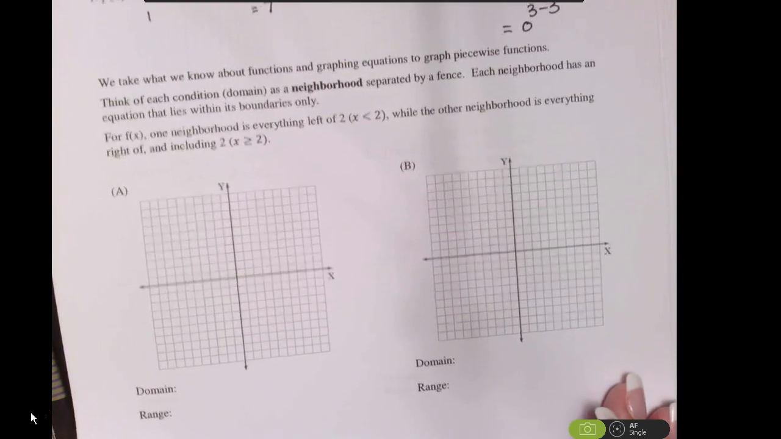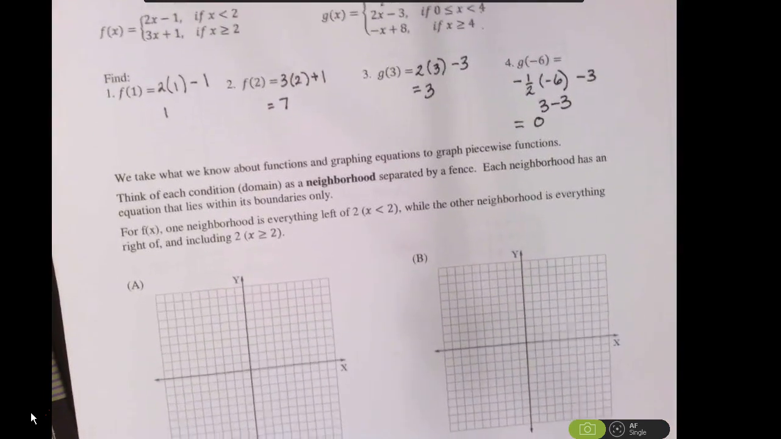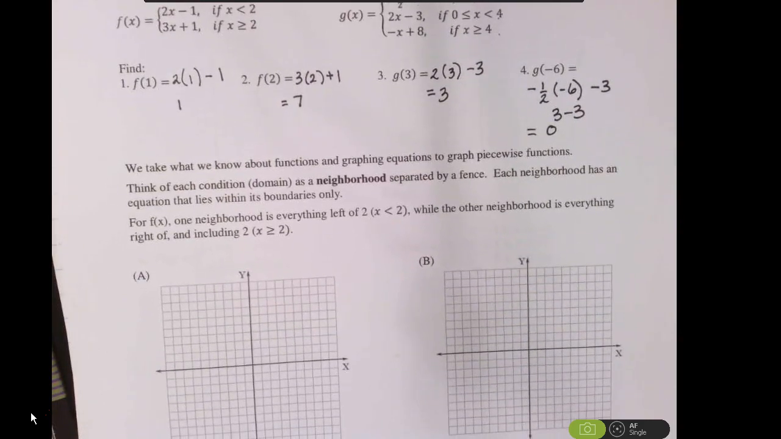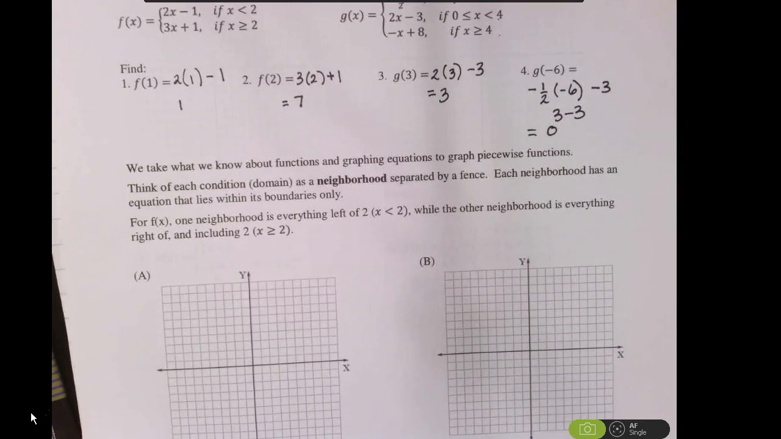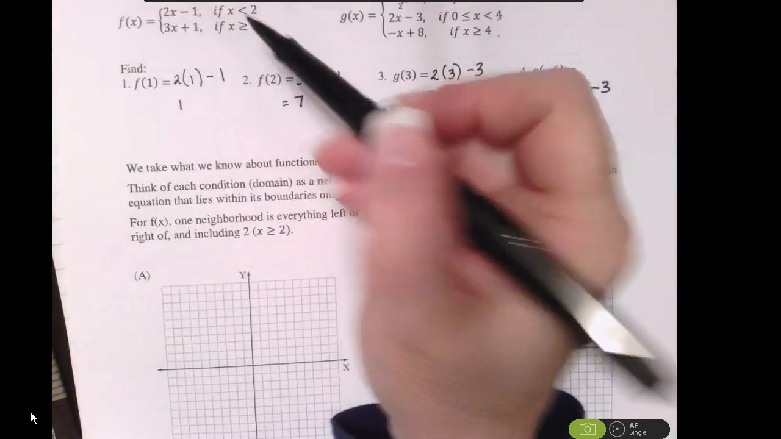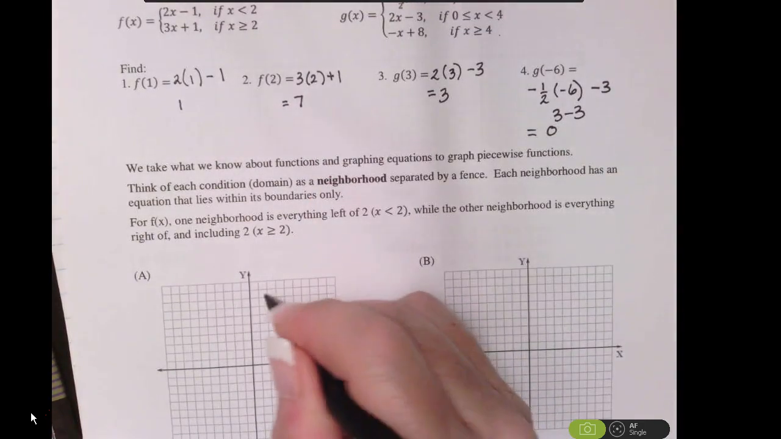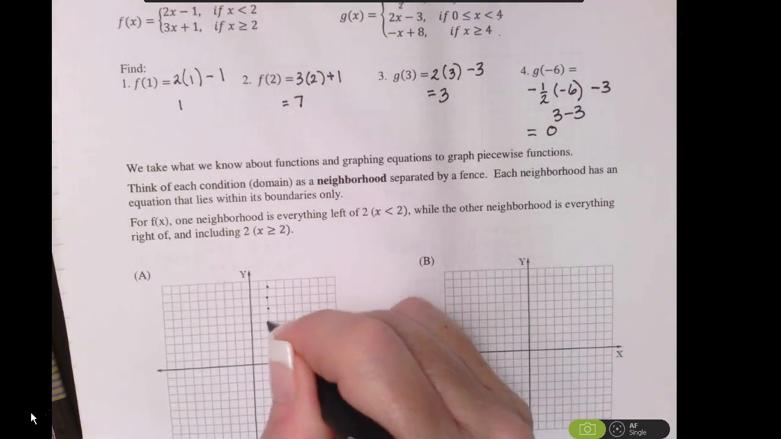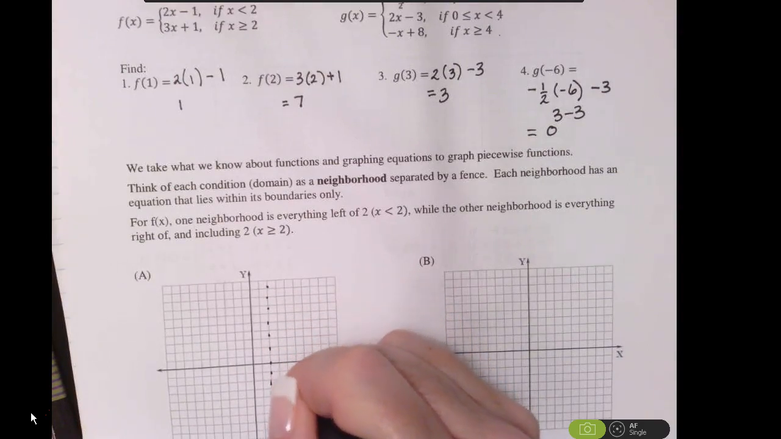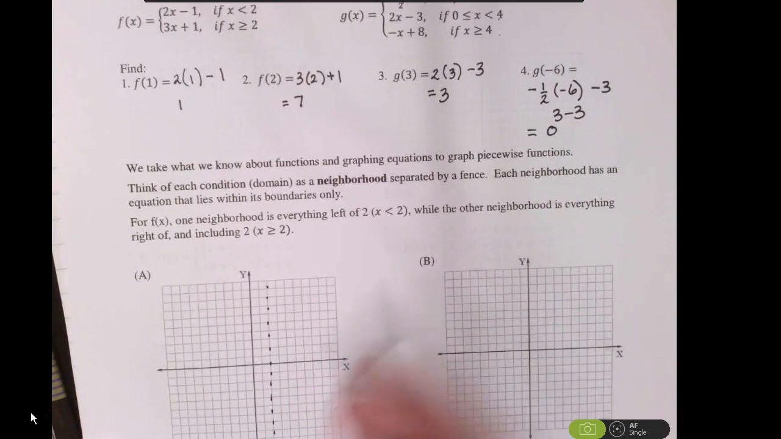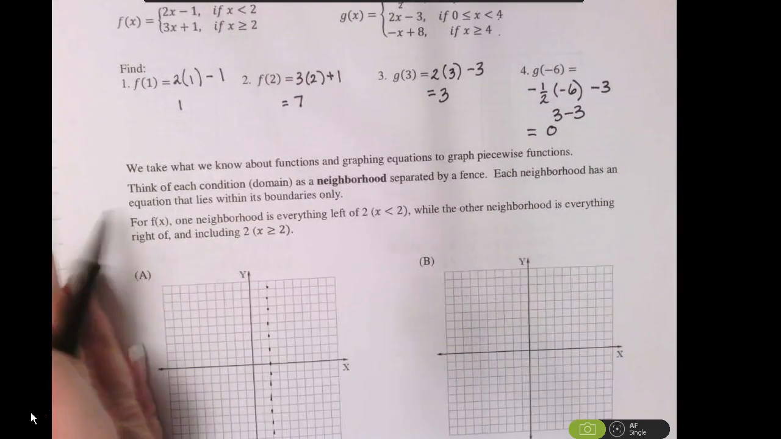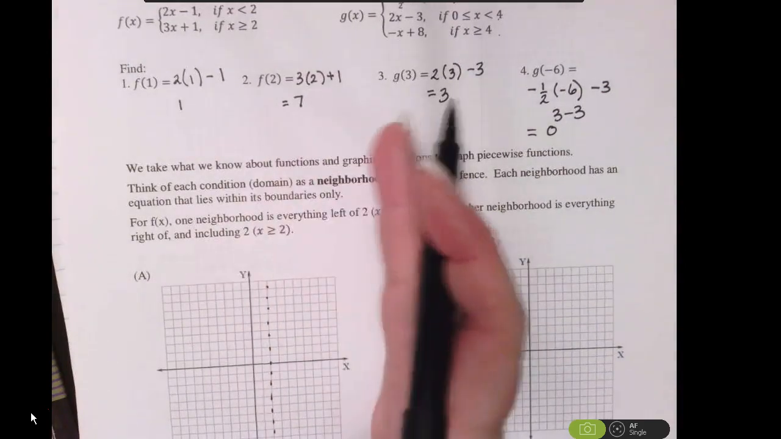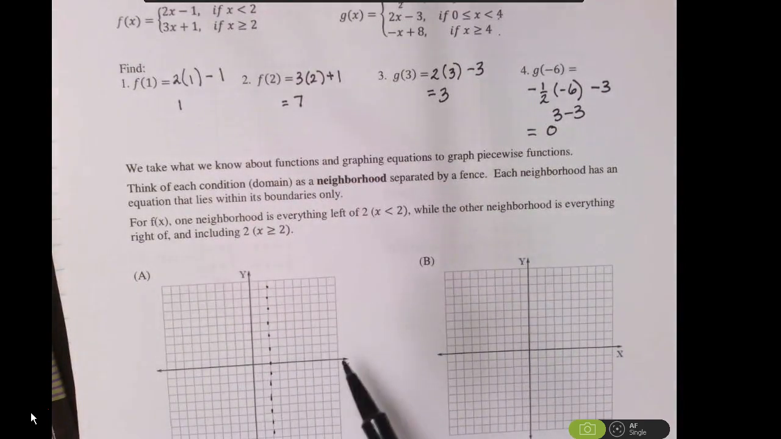In function a, I can see my coordinate plane and my function here. I've got a graph for everything where x is less than 2. That's my boundary line at x equals 2. I want to graph the function 2x minus 1 on the left side of there, and on the right side of there will be the graph of 3x plus 1.